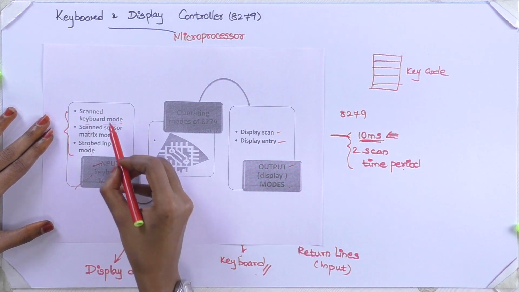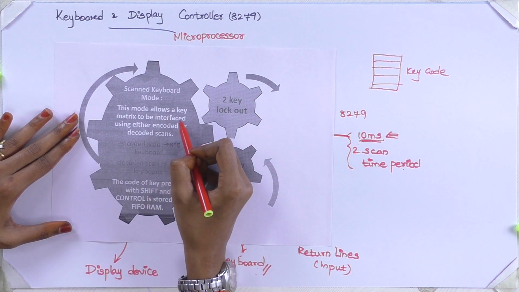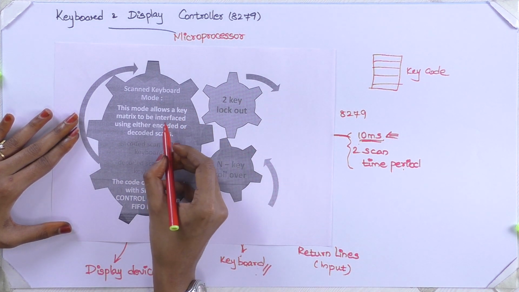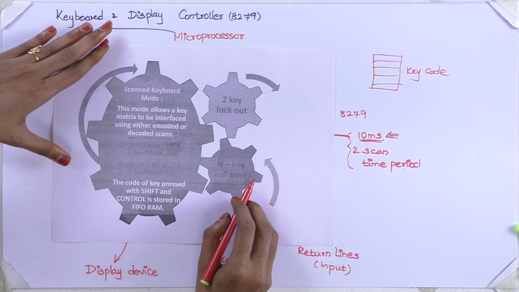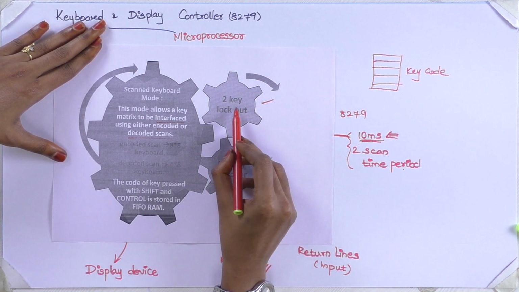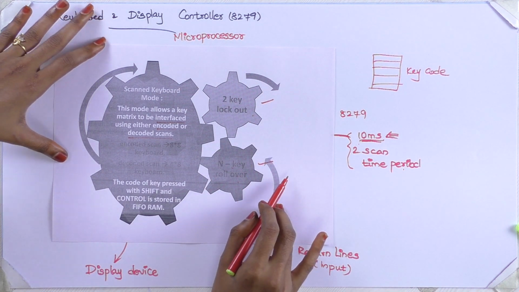The first mode of input is scanned keyboard mode. The scanned keyboard mode is interfaced with the 8279 using encoded or decoded scan. Here you have two concepts: 2 key lockout and n key rollover. When the 8279 is configured in the scanned keyboard mode, whenever a key has been pressed, each and every key will be recognized and the key code will be stored in the RAM. From the RAM, an interrupt will be generated to indicate to the processor that a key has been pressed. Once the processor gets that interrupt, it gets the data from the RAM, processes it and then returns to the display.